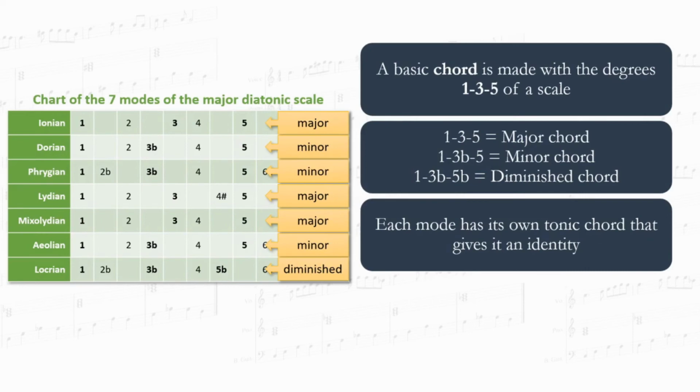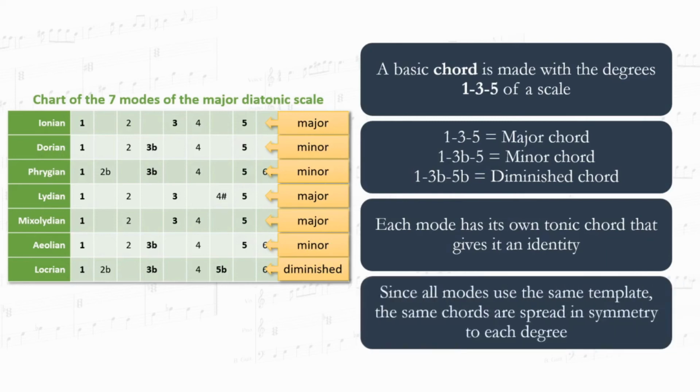Now it's time for the trickiest part of this tutorial, but also the most useful. We want to construct a chord for every degree of every mode. Since all modes use the same template, the same chords are spread in symmetry to each degree. What it means is that the chord of the second degree of the Ionian mode is the same as the first degree of the Dorian mode. The chord of the third degree of the Ionian mode is the same as the first degree of the Phrygian mode, and so on. Let's take a look.